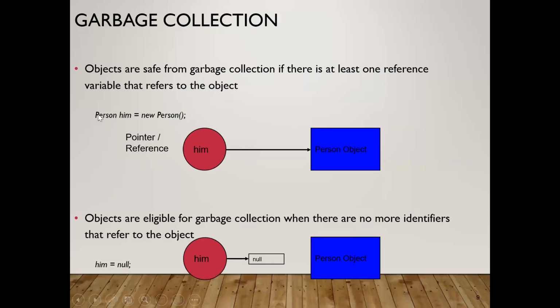So person variable equal to new person, just like employee equal to new employee. When you do that, him is a variable name. So him is a pointer, or we call it a reference, right? A variable will be created and it will be pointing to a person object. This person object is going to be allocated in the memory.